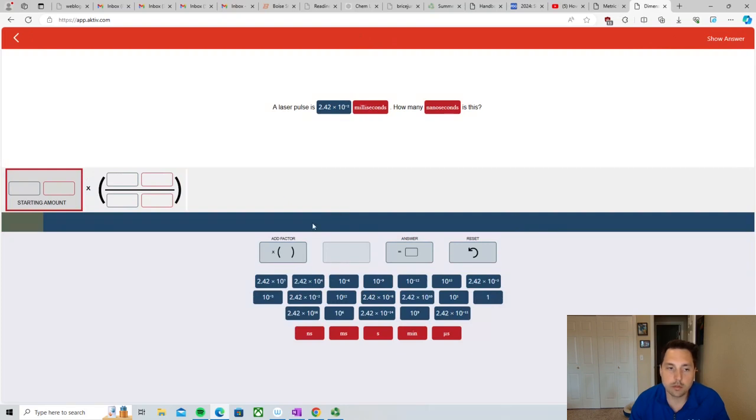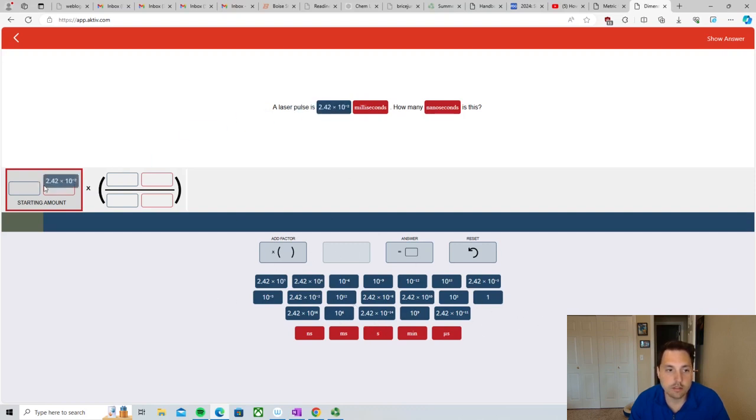So you might get a problem like this, where you have a laser pulse that has a certain time. It's 2.42 times 10 to the negative second milliseconds, and we want to convert it to a different prefix, nanoseconds. Here you can use method 1 or method 2, where you convert from milliseconds to seconds, and then from seconds to nanoseconds. Or you could convert directly from milliseconds to nanoseconds. There's actually enough information in here where you can do either method.